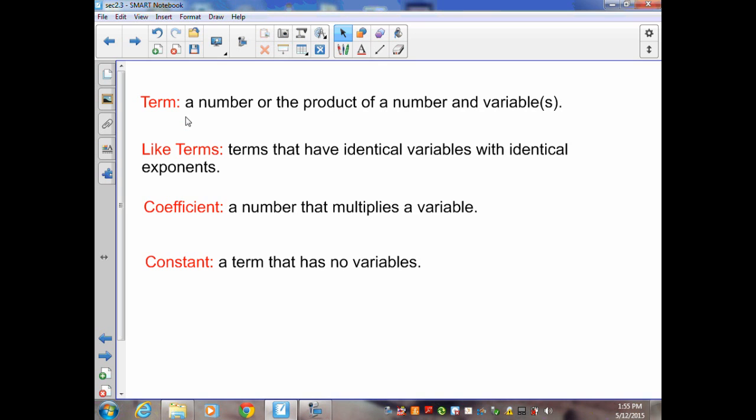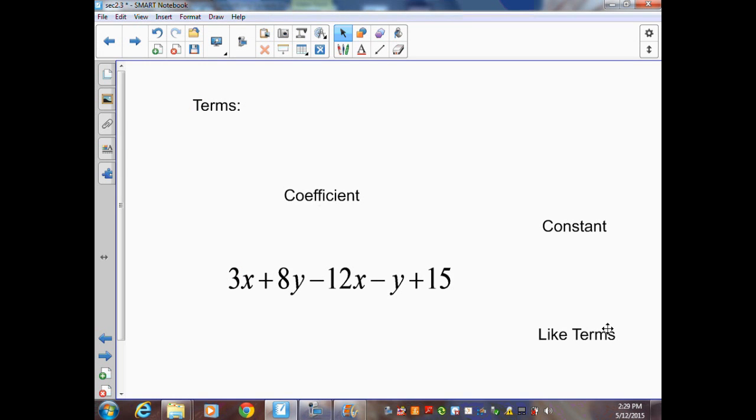A coefficient is a number that multiplies a variable. And a constant is a term that has no variables. Now, that's hard to see what those actually are. So the next screens are going to show us what these terms actually mean. This example will help us identify the terms on the previous slide.